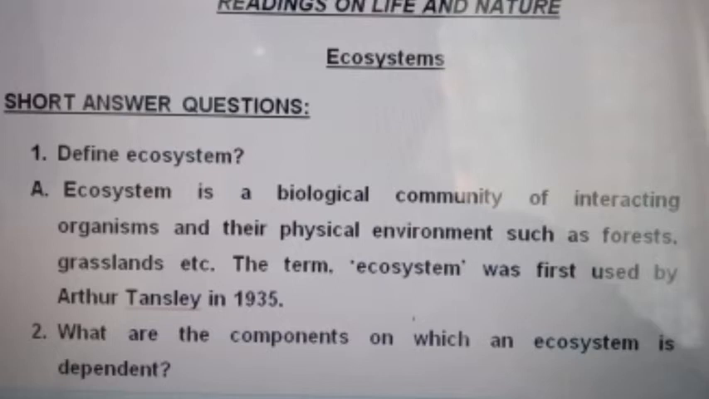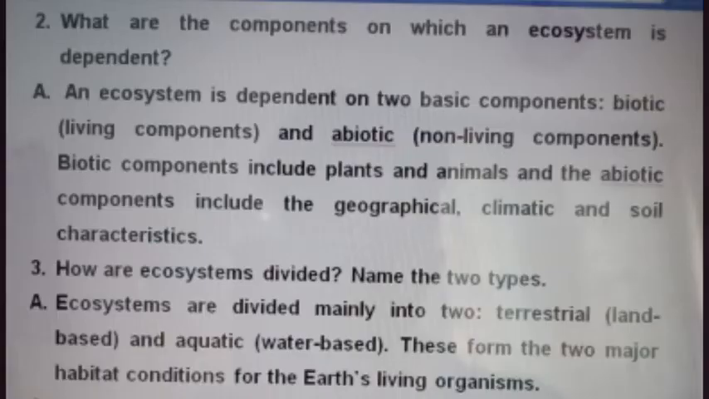The second question is, what are the components on which an ecosystem is dependent? Answer. An ecosystem is dependent on two basic components. Biotic, that means living components, and abiotic, that means non-living components. Biotic components include plants and animals, and abiotic components include the geographical, climatic, and soil characteristics.